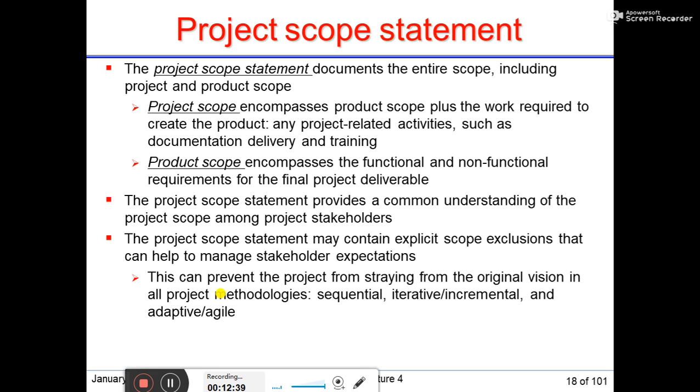Without any project scope management, the main approach of your project might deviate in different ways. But with a fixed and defined project scope statement, your original vision will stay on the same path and not deviate. Whatever methodology you are using, sequential, iterative, incremental, adaptive or agile, it will stay on the same original vision due to your fixed project scope statement. Otherwise, you might deviate in different directions, which will cost you more.